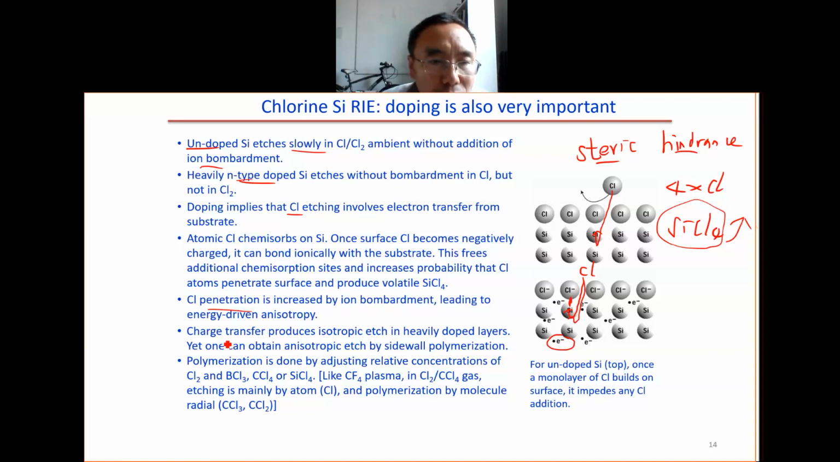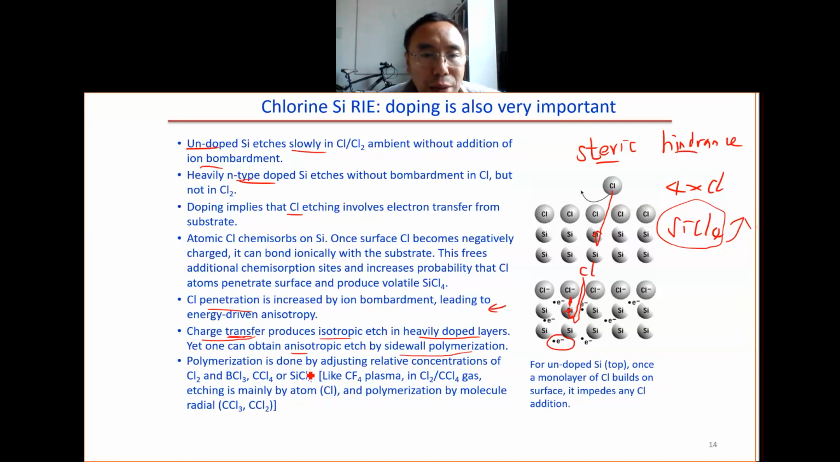So in this case, we have the charge transfer produced isotropic etch in heavily doped layers. Because of this effect, there can be lateral etching. So we have the isotropic etching because of the heavily doped charge transfer process. In order to have anisotropic etching, we need sidewall polymerization.